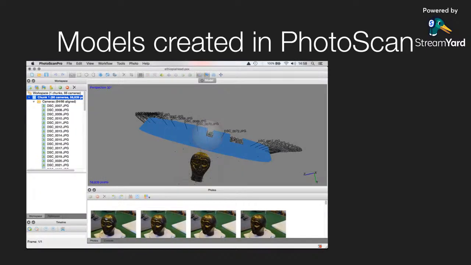And here's an example of one of the models that's been made. This is an Ethiopian head, which is quite interesting from the British Museum collection. No one knows very much about this object, but a 3D model allows people to actually start talking about it and seeing how it's made and what it's going to be used for.